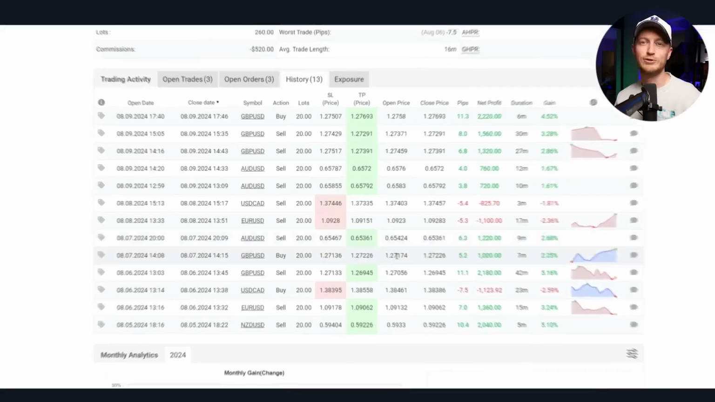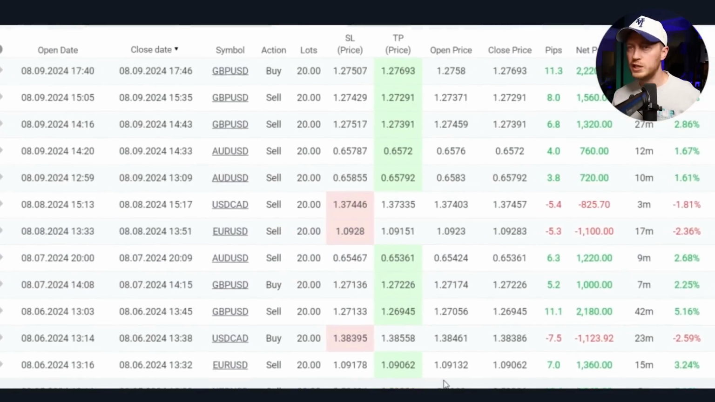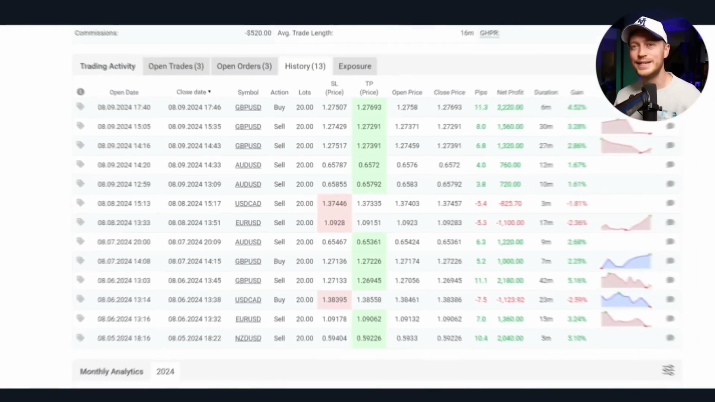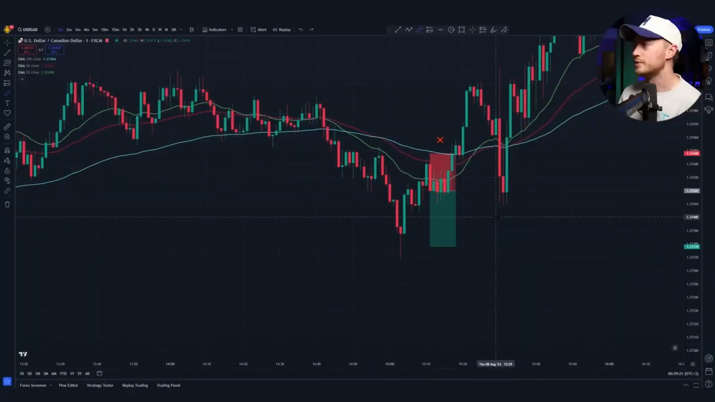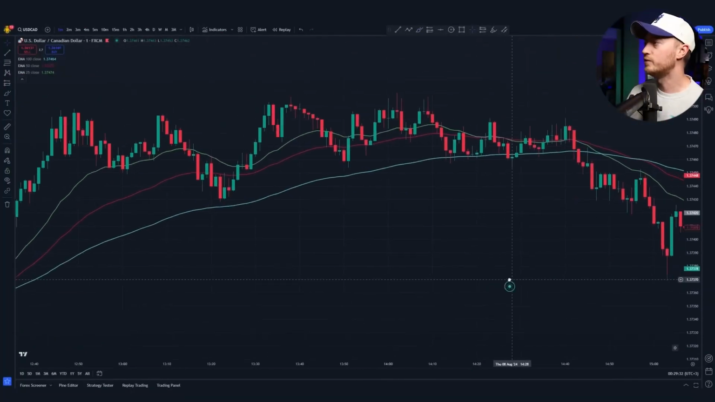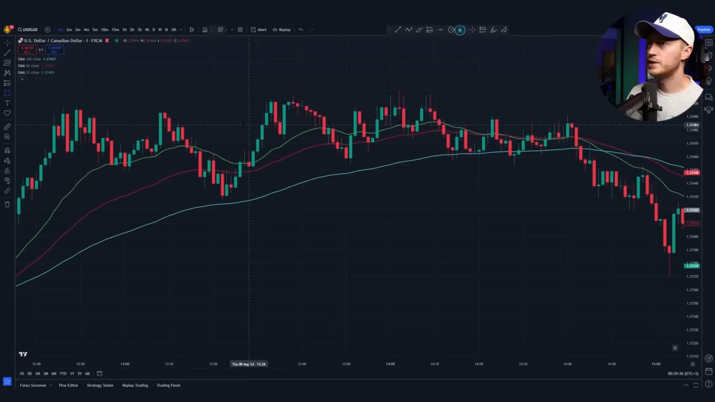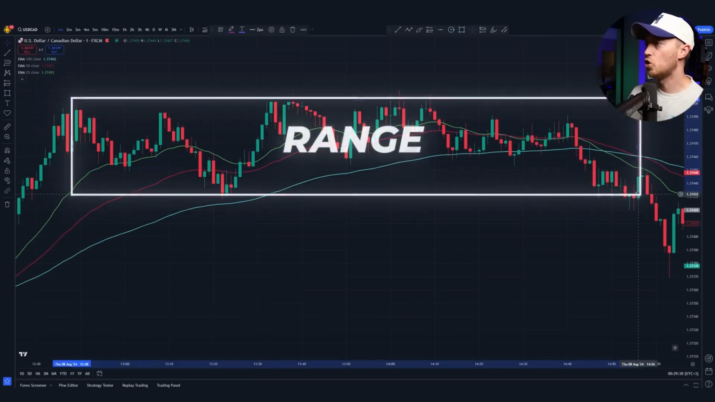Let's take a look at these results again. And look, there were 13 trades. I won 10 of those trades, but that means there were 3 losses. So let's check in on one of those losses and see what I could have done differently. So it's a pretty obvious mistake. If you come over here, you can see price was trading in a range for this whole period right here.